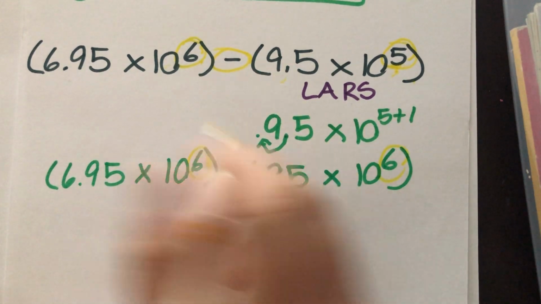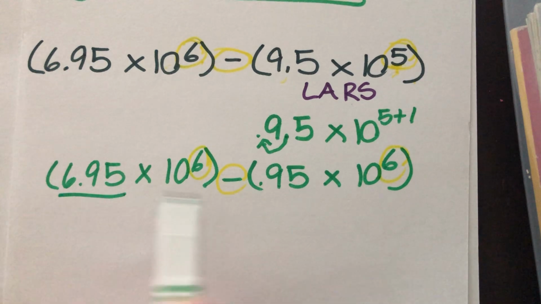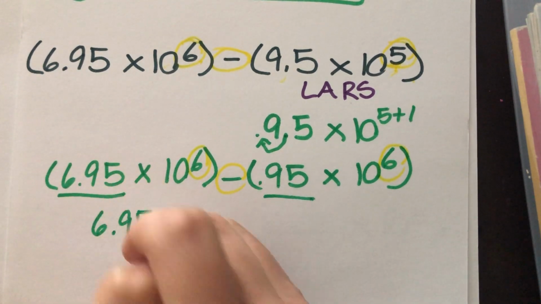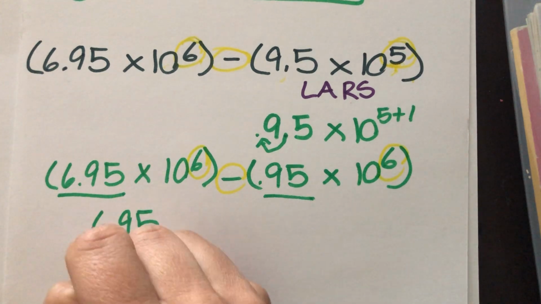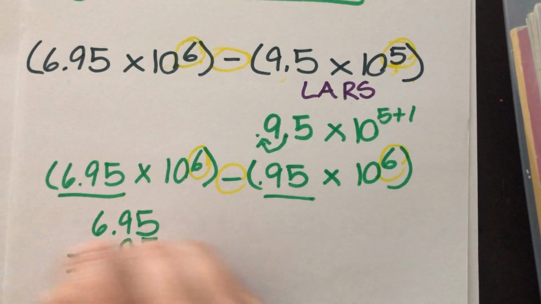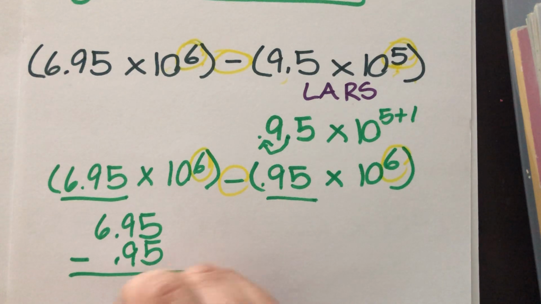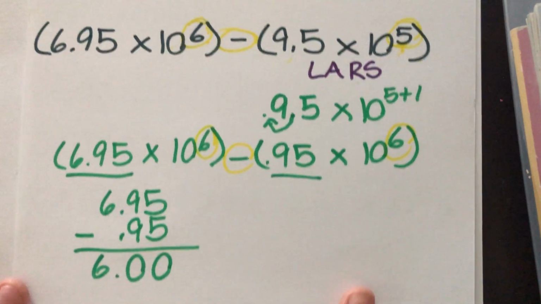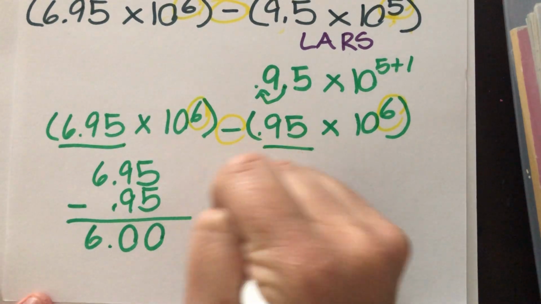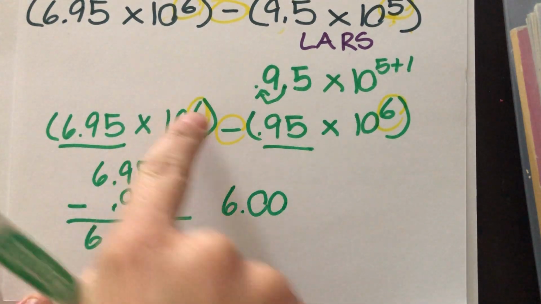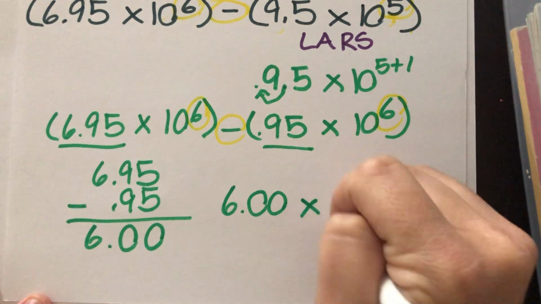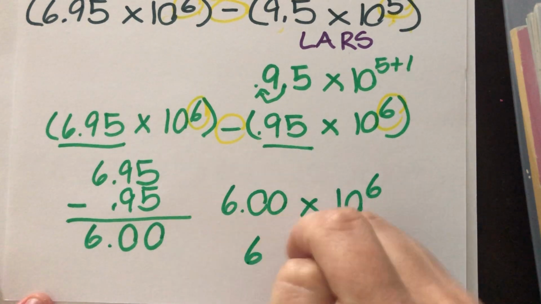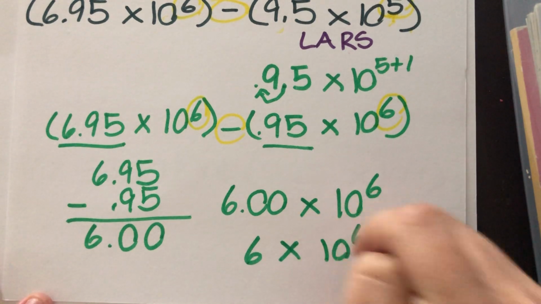So now we can go ahead and subtract our coefficients. Remember to line up your decimals. I'm going to subtract these, bring my decimal point down. Now we have our coefficient, and we keep our power of 10 the same. This could also be written as 6 times 10 to the 6th power.